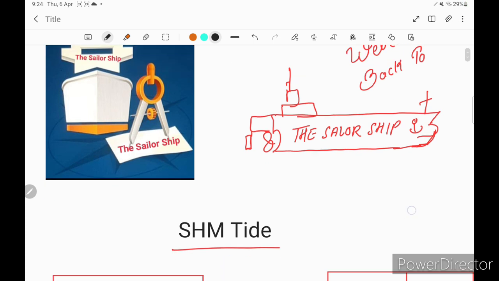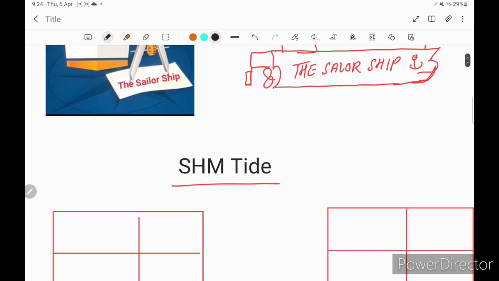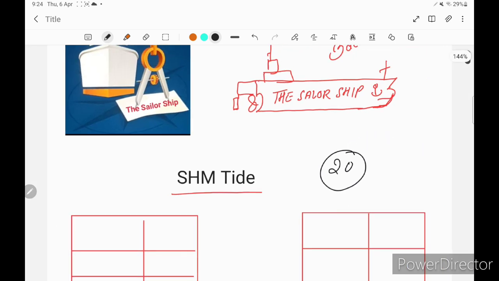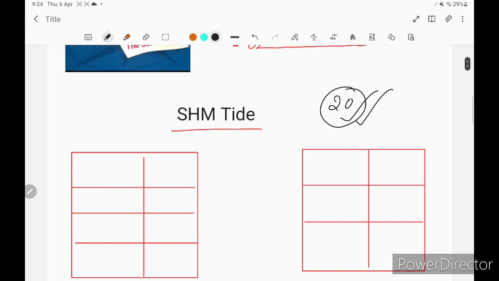Today we are going to discuss SHM Tide, which is a compulsory question for 20 marks and is very simple and very short. So if you follow my procedure, you will easily achieve 20 marks out of 20 in a very short period of time. Before solving numericals, I will show you how to approach the question.